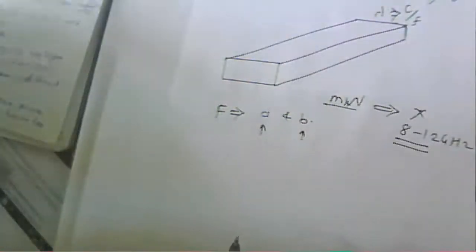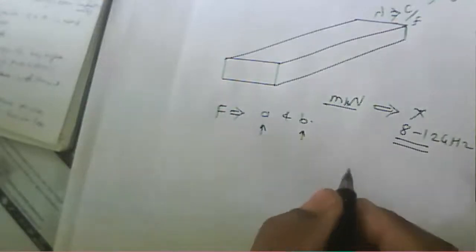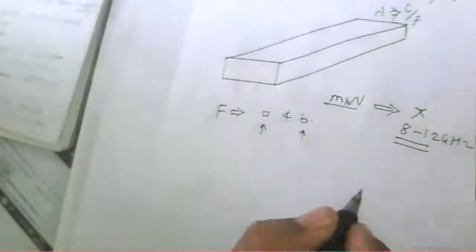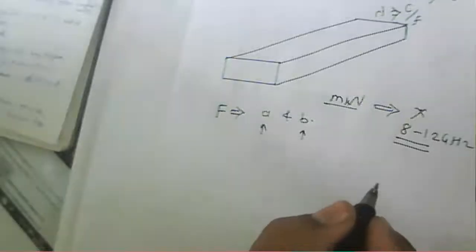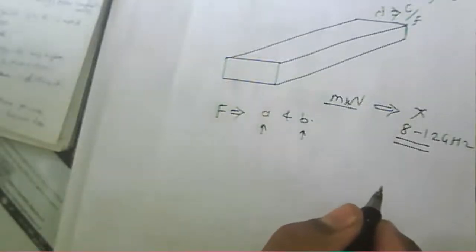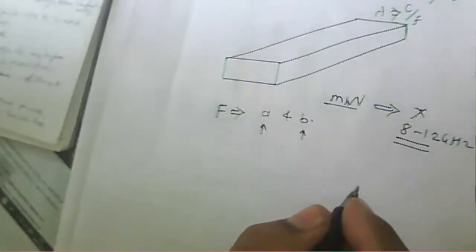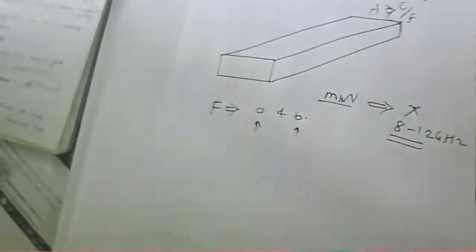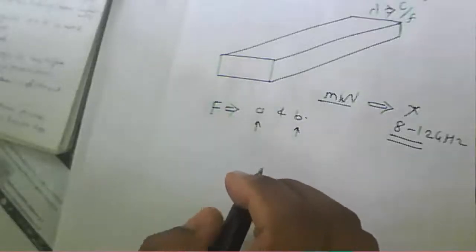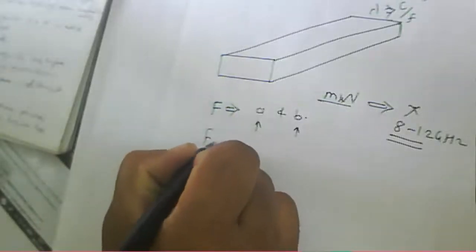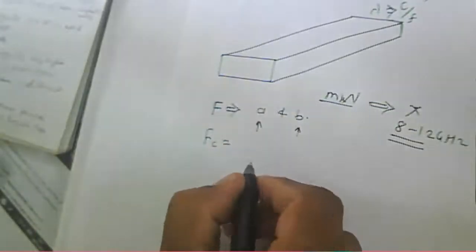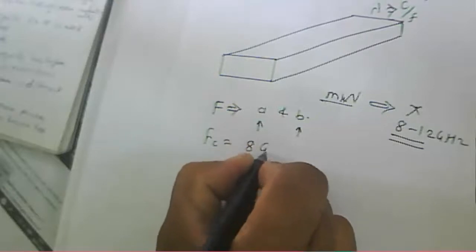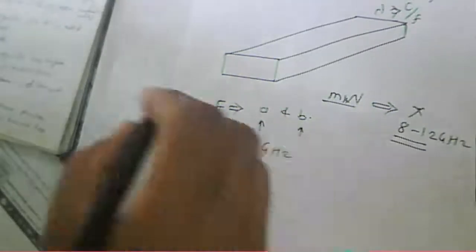That's why we say that generally a waveguide is a band pass filter, or we can say that it is a high pass filter. It propagates the signal above some cutoff value of frequency. Whatever the cutoff frequency is for a given waveguide, above that, your signal propagates through the waveguide. For example, I am saying that the cutoff frequency of a waveguide is 8 gigahertz. So in that case, what happens?